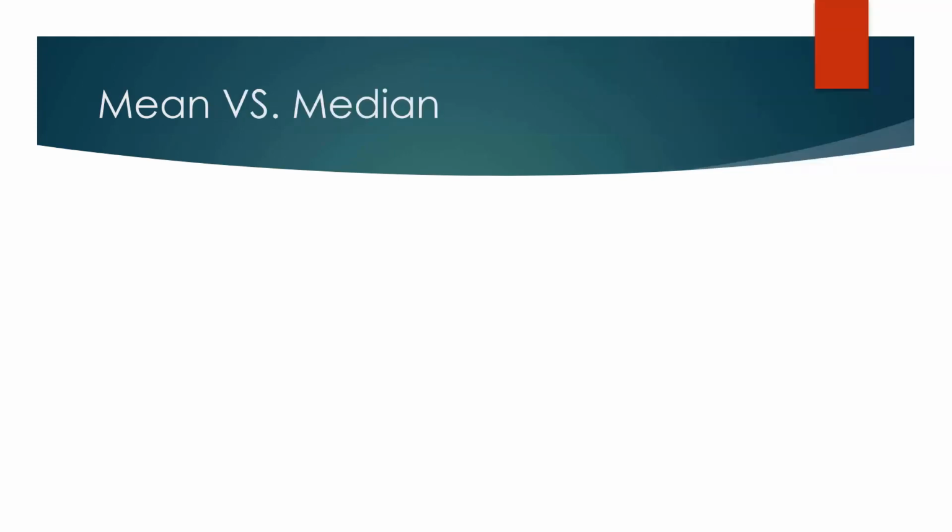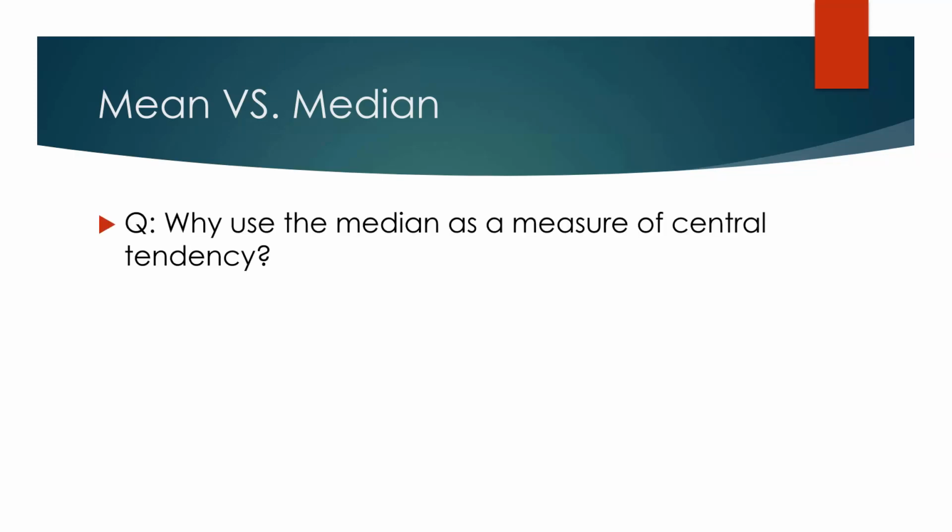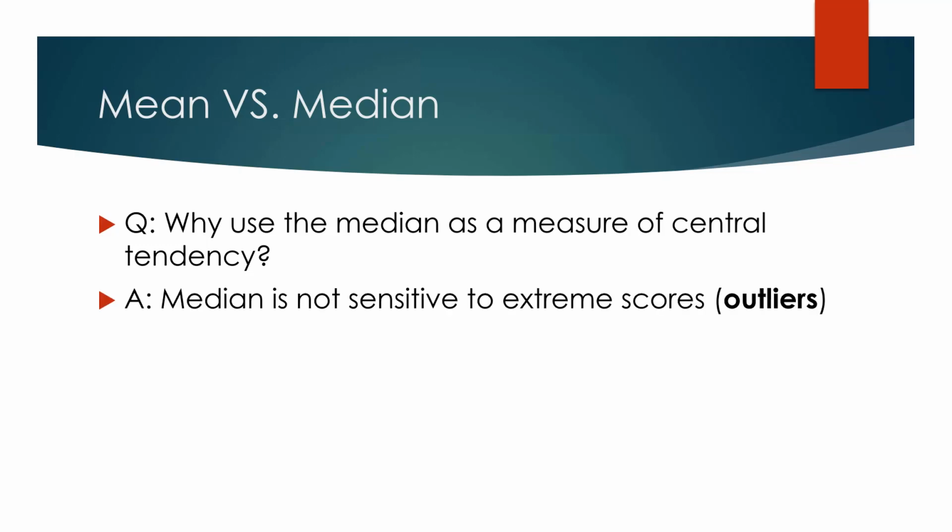Now, before we talk about the mode, let's talk about the mean and the median for a second. Why use the median as a measure of central tendency? Like, why use it at all? Why not always use the mean? Well, the answer to this is that the median is not sensitive to extreme scores. These extreme scores are called outliers. Let me demonstrate what this means here.